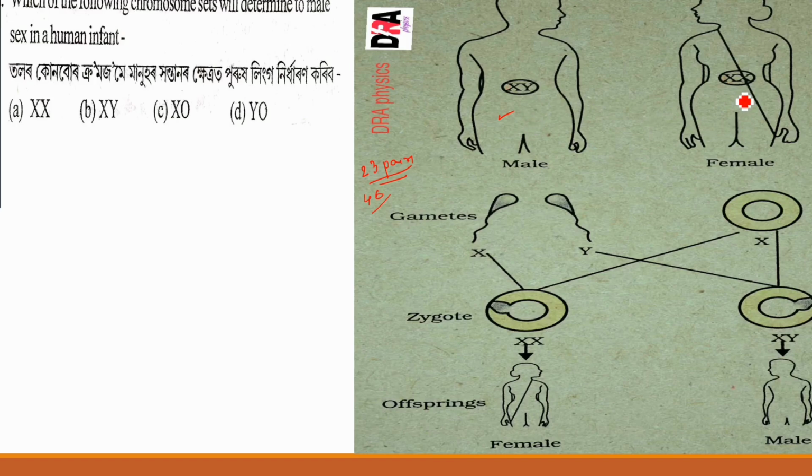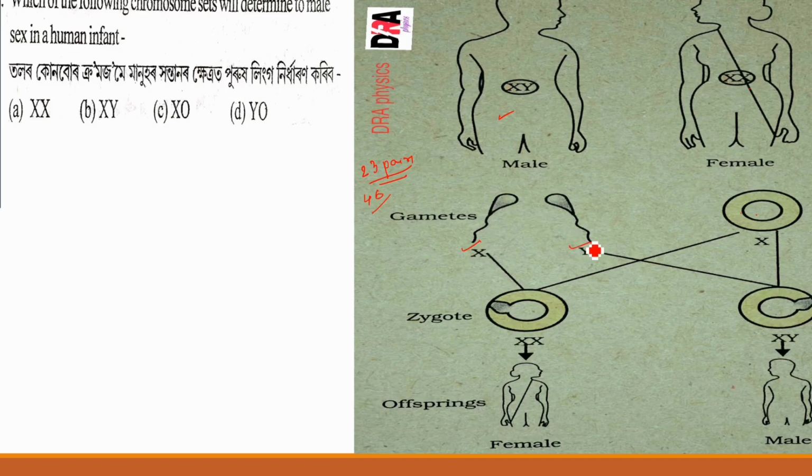So when a female produces eggs, every egg inherits an X chromosome. And in a male, when sperm is formed, half of the sperm contains an X chromosome, and half of the sperm contains a Y chromosome.